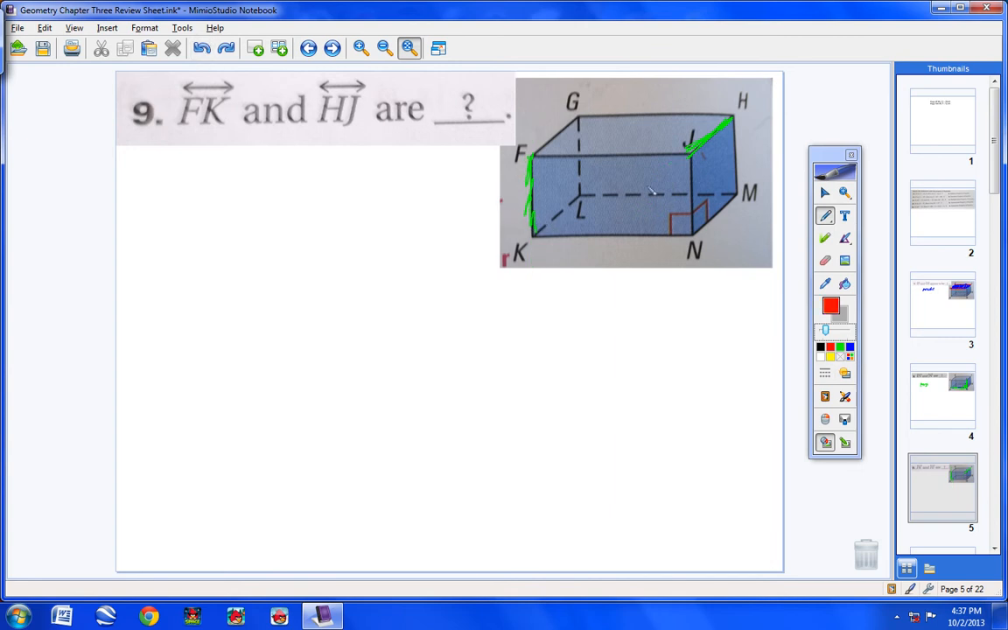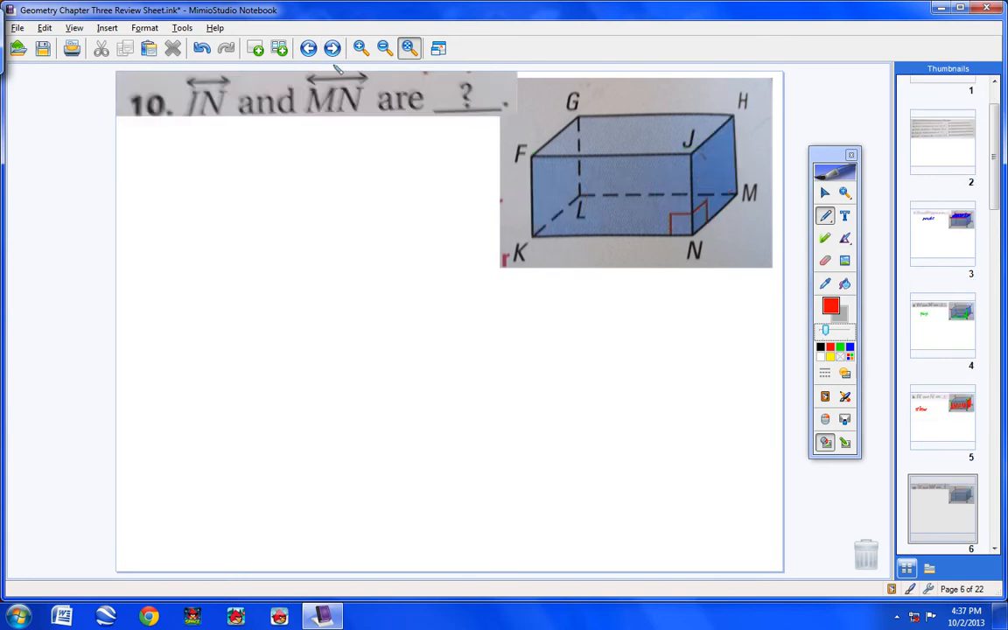Look at FK. That's in the front plane right here. Look at JH. It's in the side plane right here. They are not in the same plane. So they're not going to intersect, and they're not in the same plane. These two lines are skew.